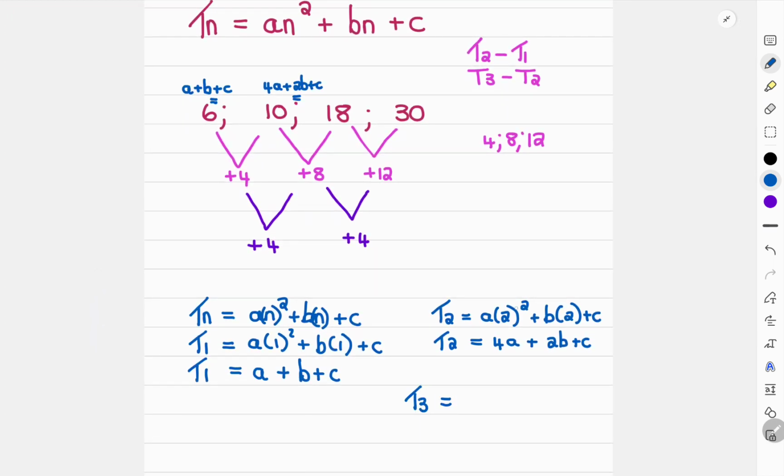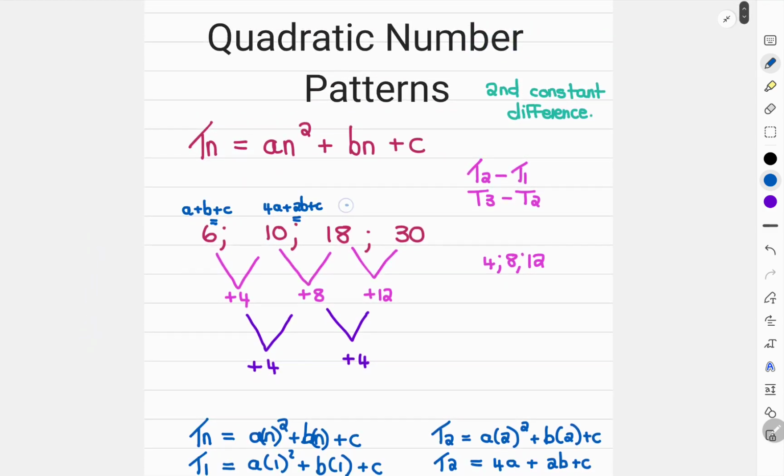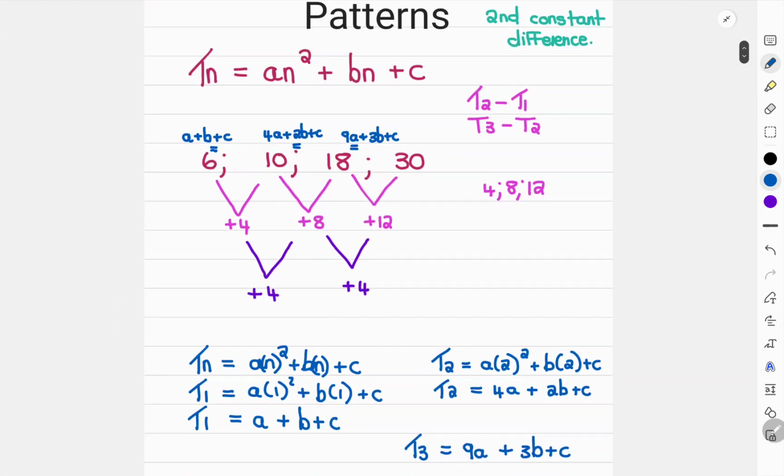Term 3, I'm just going to do it immediately. 3 squared is 9 times a is 9a plus 3b plus c. Okay, so 9a plus 3b plus c will give you 18. All right, but now can you see if we say that term 2 minus term 1 gave me this 4? 10 minus 6 is 4.